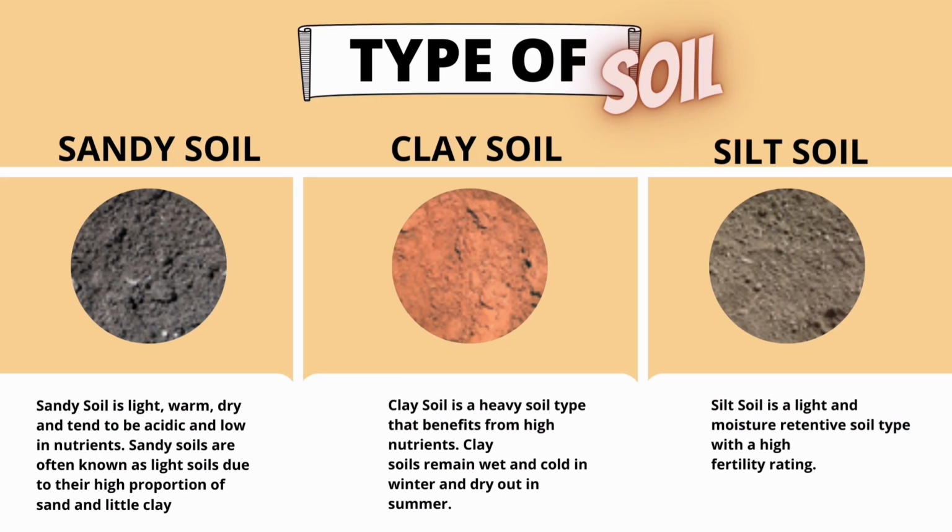Silt soil. Silt soil is a light and moisture-retentive soil type with a high fertility rating. As silt soil comprises medium-sized particles, it is well drained and holds moisture well. As the particles are fine, they can be easily compacted and are prone to washing away with rain. By adding organic matter, the silt particles can be bound into more stable clumps.